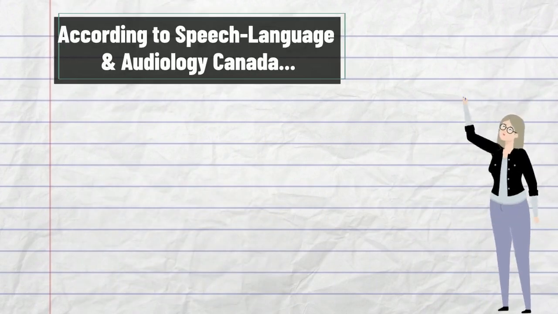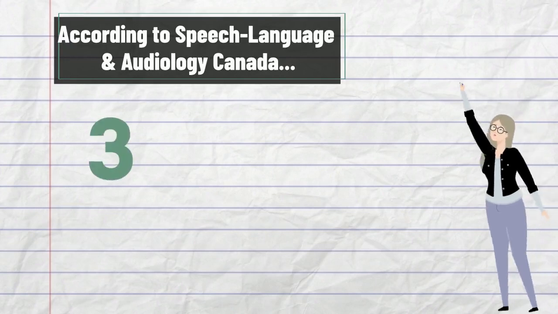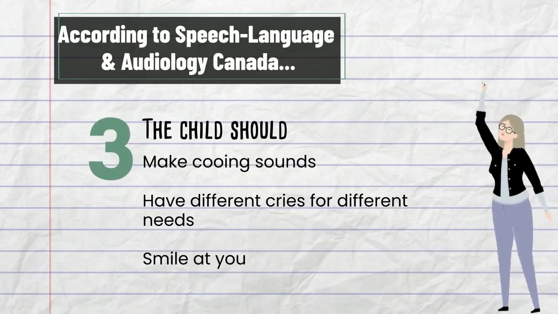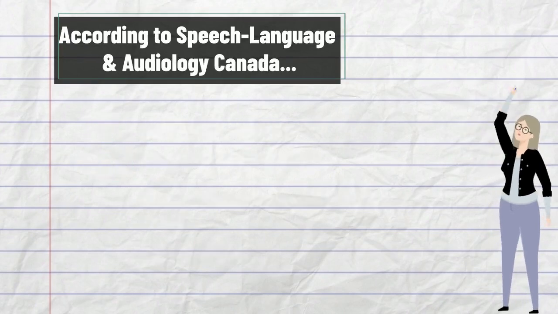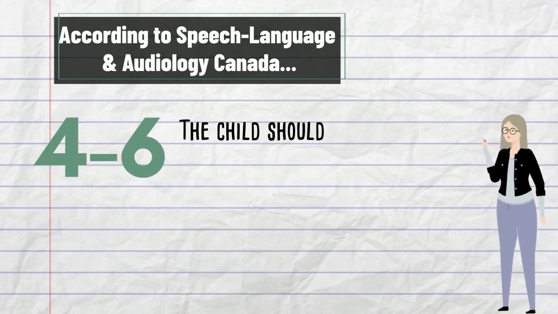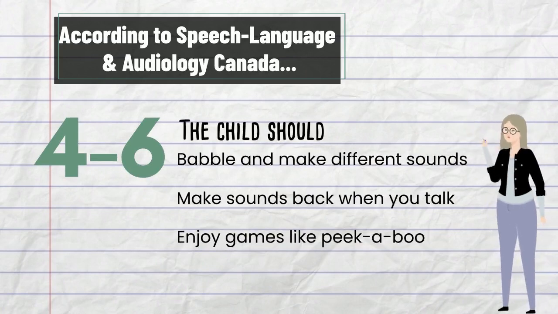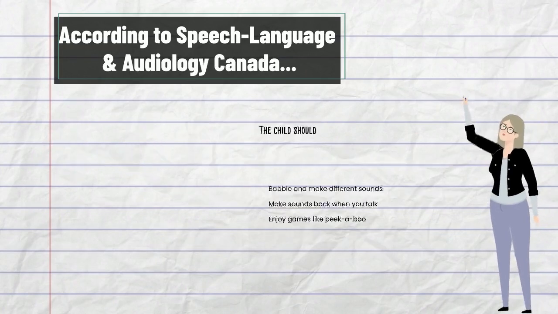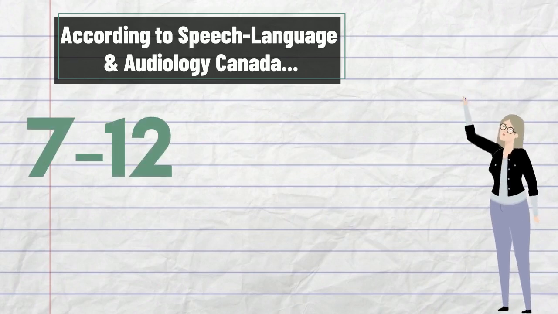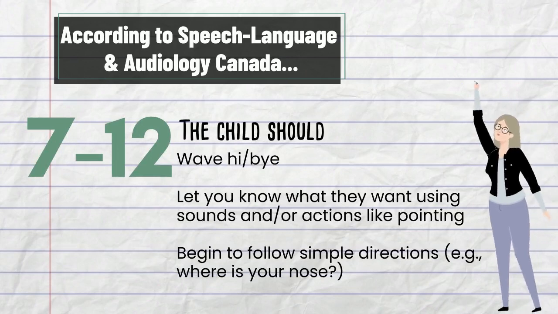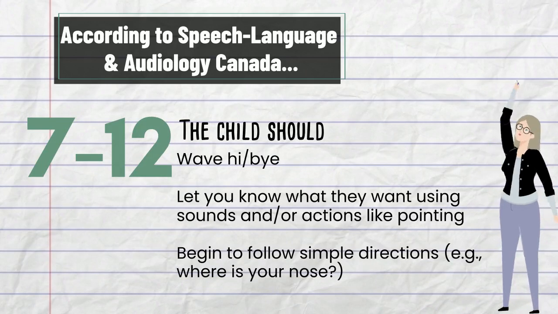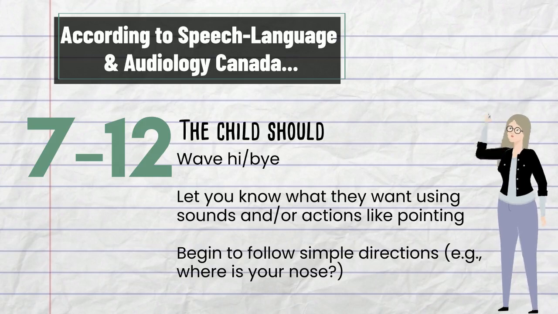According to Speech, Language, and Audiology Canada, by 3 months, the child should make cooing sounds, have different cries for different needs, and smile at you. By 4 to 6 months, the child should babble and make different sounds, make sounds back when you talk, and enjoy games like peekaboo. By 7 to 12 months, the child should wave hi and bye, let you know what they want using sounds and/or actions like pointing, and begin to follow simple directions, for example, where's your nose?